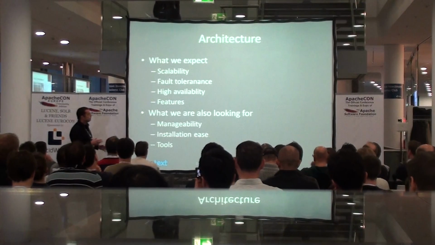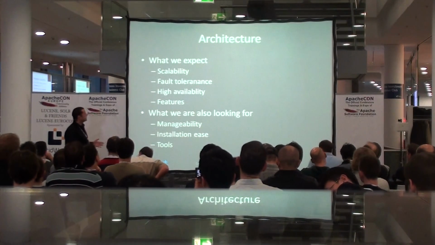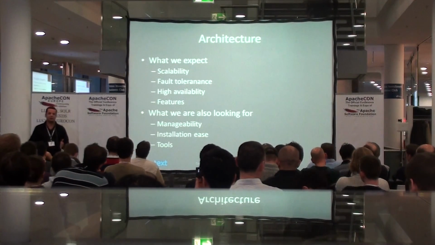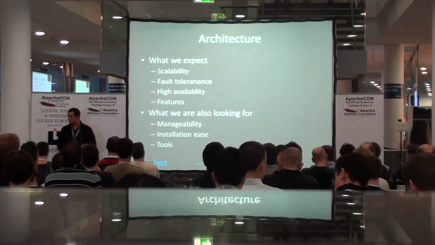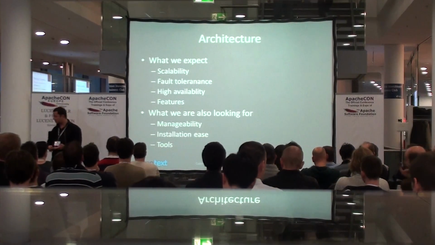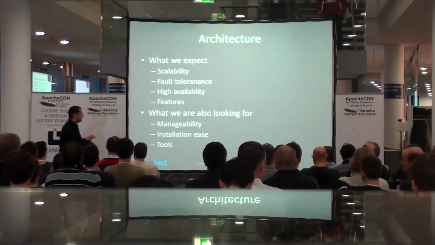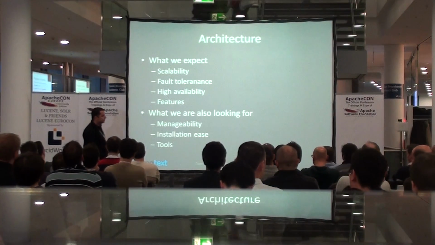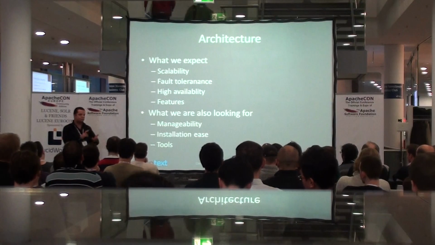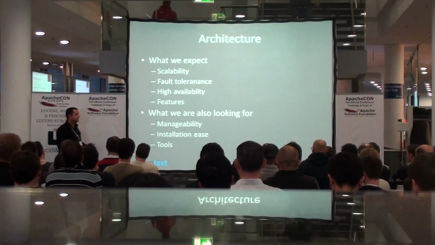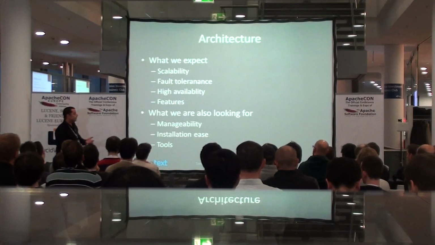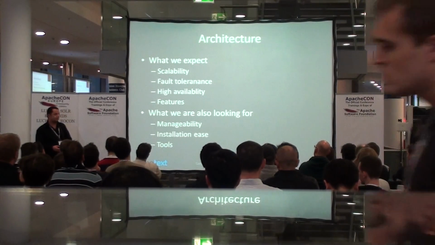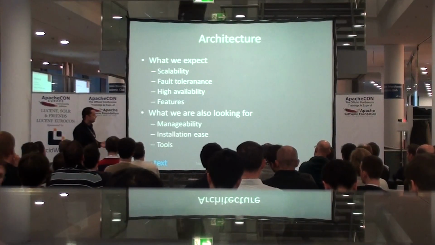First of all, some general view. What we expect from a search server architecture? We expect scalability, fault tolerance, high availability, and of course, features. We want to use faceting, we want full text search queries, we want all that. We want grouping, we want collapsing. We also want some span queries, we also want filtering, and all things like that.